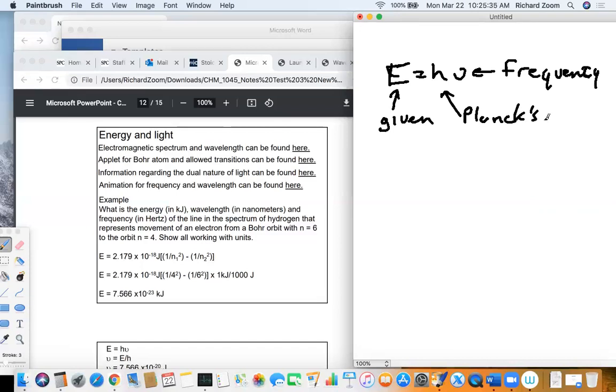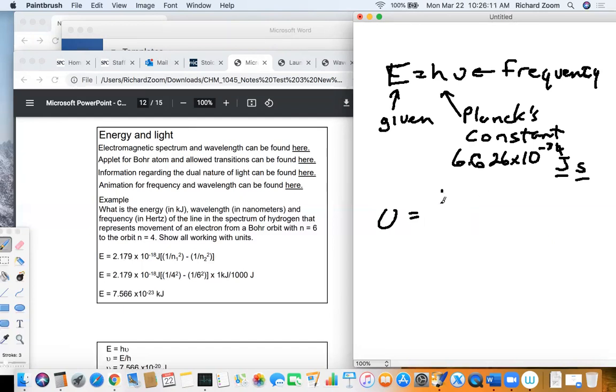This is something you would be given a value for, along with a unit. And the value is 6.626 times 10 to the negative 34. It's a pretty small number. And it's joule seconds. That's the unit, joule seconds. So what we need to do here is rearrange this, and we do nu equals E over h.